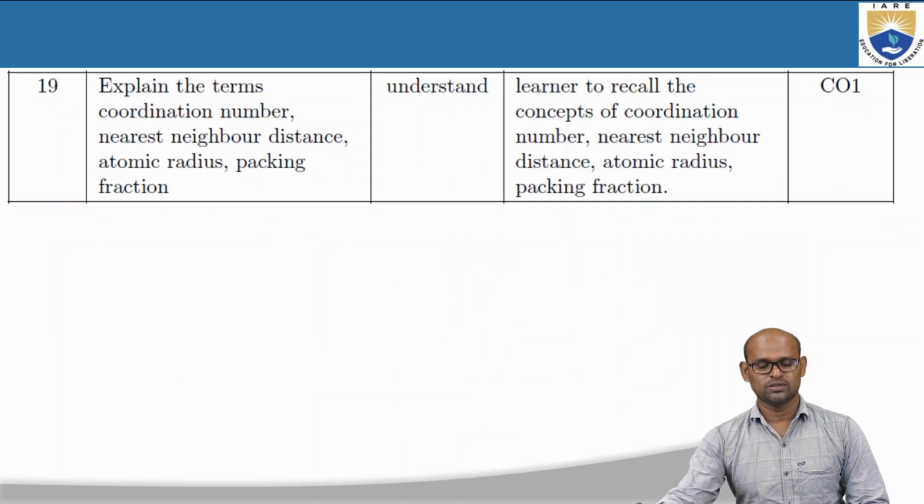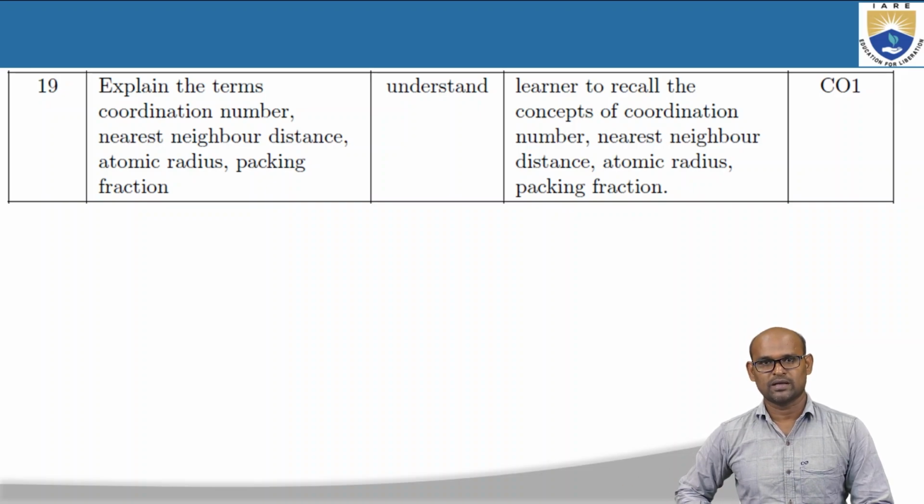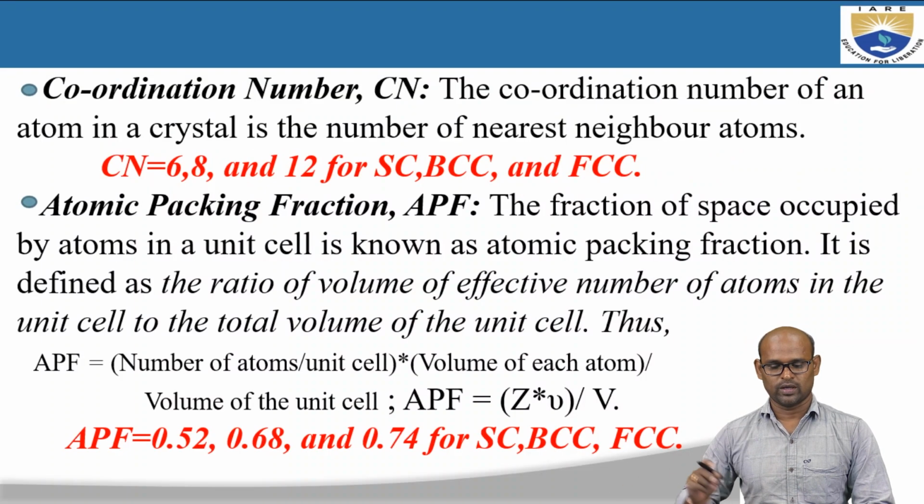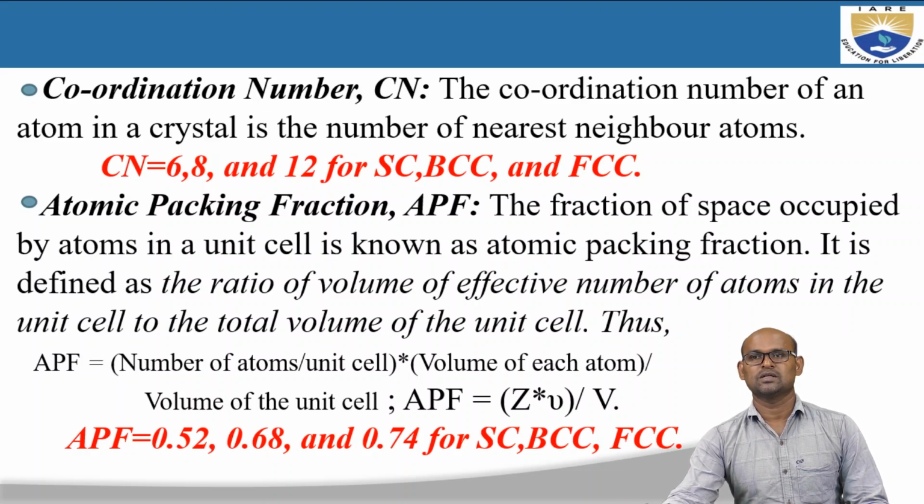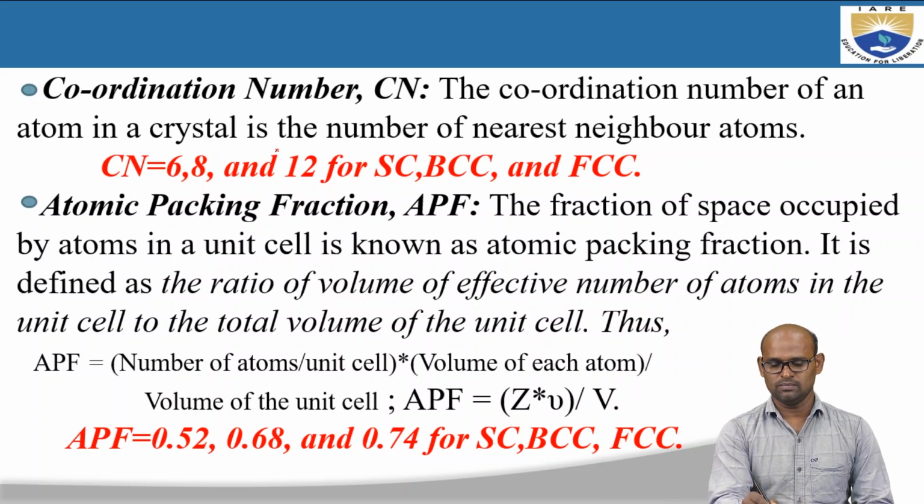The 19th question in part B is: explain the terms coordination number, nearest neighbor distance, atomic packing fraction, and atomic radius. Coordination number is nothing but the number of nearest neighbors of an atom.